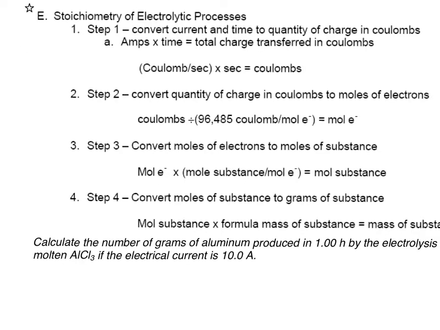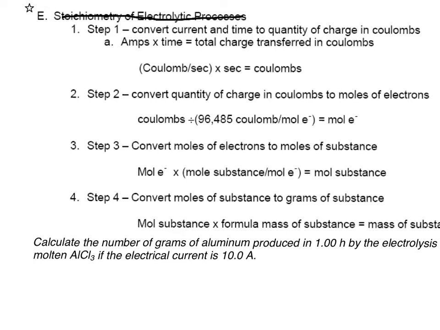Now this next section is about figuring out if you run an electrolysis reaction or an electroplating reaction for a while, how much stuff do you plate on or how much gas do you make? You use this process right here to do this, stoichiometry of electrolytic process. The first thing is that it's going to give you current, and it's going to give you time. It's going to say you run 20 amps of electricity through this for 10 minutes.